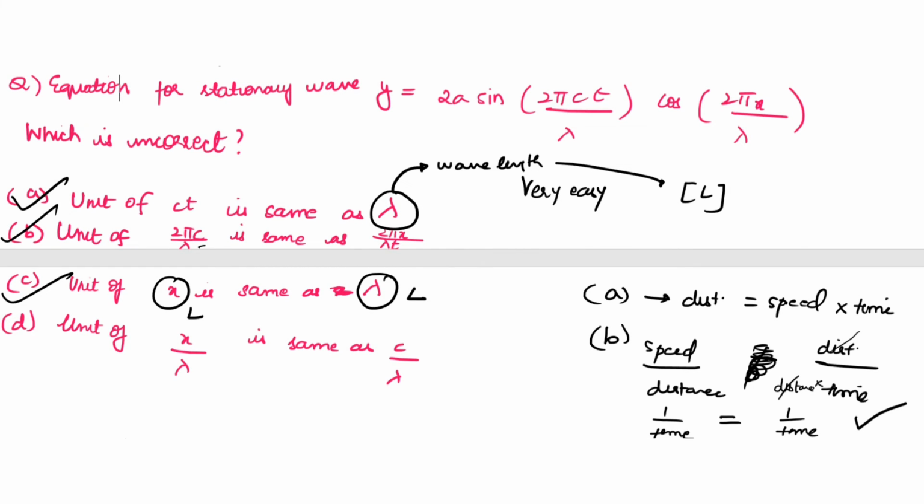Look at option C. Unit of x is same as unit of lambda. Isn't it obvious? X is distance, lambda is wavelength. Both correspond to length. Simple. So it is correct. Option D has to be incorrect. But anyways, let's check.